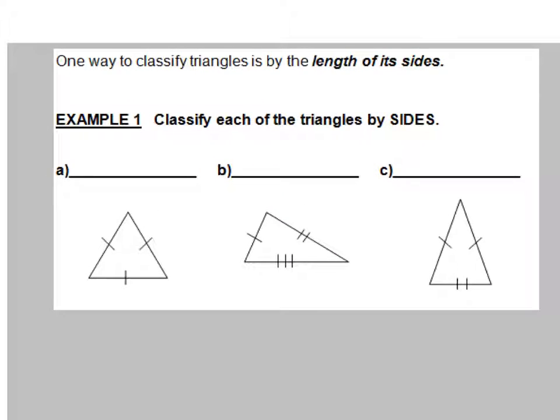So one way to classify triangles is by the lengths of its sides. On this first example, we're classifying them by the sides. If all sides are equal, and remember those little ticks mean equal, so all 3 sides are equal, it's an equilateral triangle. That part is like a weird spelling of the word equal to help you remember that is an equilateral triangle.